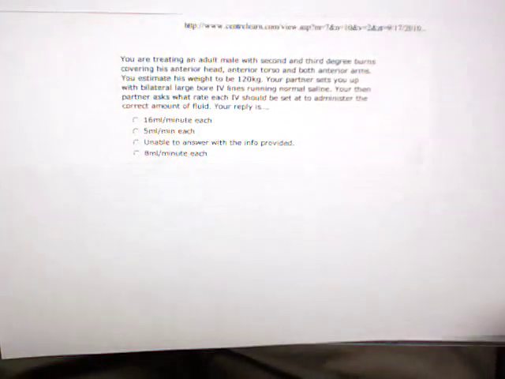The question is, you are treating an adult male with second and third degree burns covering his anterior head, anterior torso, and both anterior arms. You estimate his weight to be 120 kilograms. Your partner sets you up with 2 bilateral large bore IV lines running normal saline. Then your partner asks you what rate each IV should be set at to administer the correct amount of fluid.